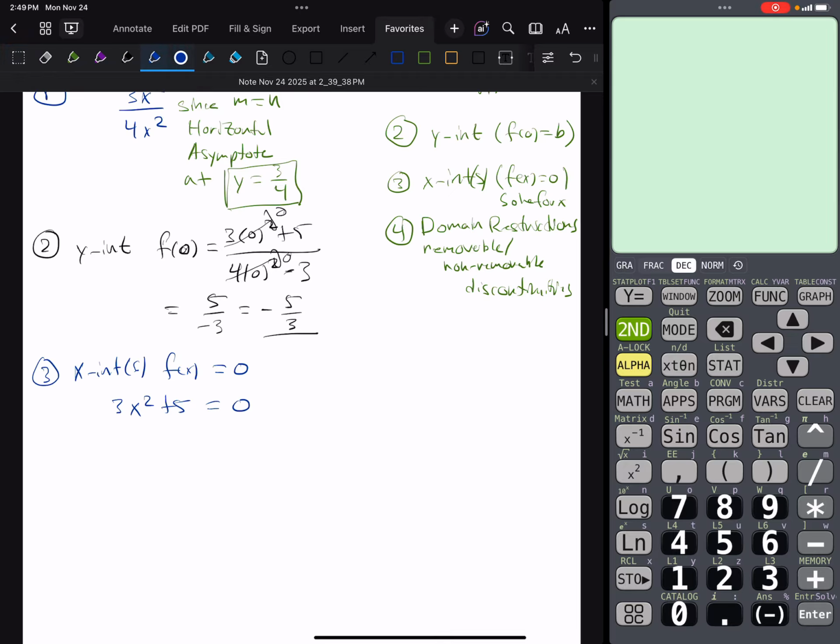Now, what do I do? I subtract the 5 over to the other side. Oh, what am I noticing? When I subtract that 5 over, 3x squared equals negative 5. I should finish this just for the example. Now I get x squared equals negative 5/3. Now when I take the square root of both sides of this equation, plus or minus the square root of that, this is a complex number, or imaginary.